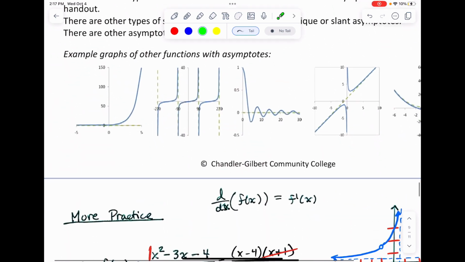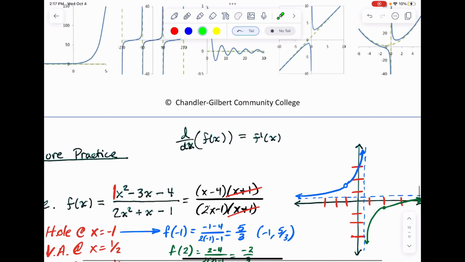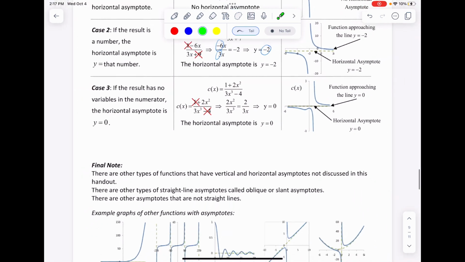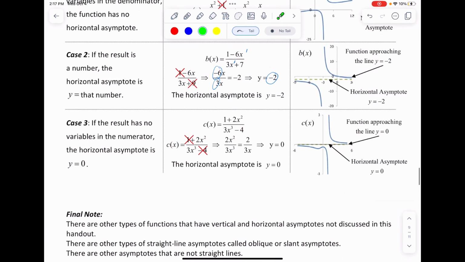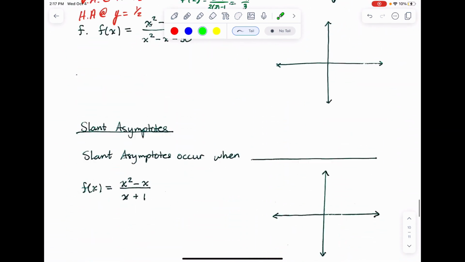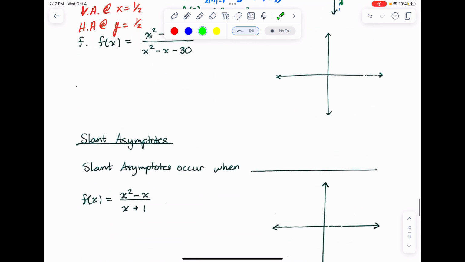All right, so now let's look at slant asymptotes. Do they have any cases? That's unfortunate. The cheat sheet does not include them, but we're going to look at them anyway. So, when do slant asymptotes occur? They occur, let me get this correct.